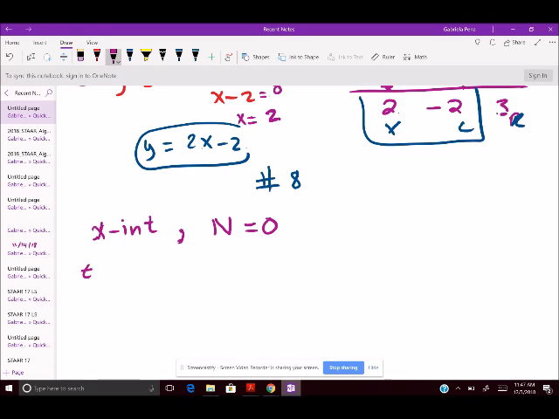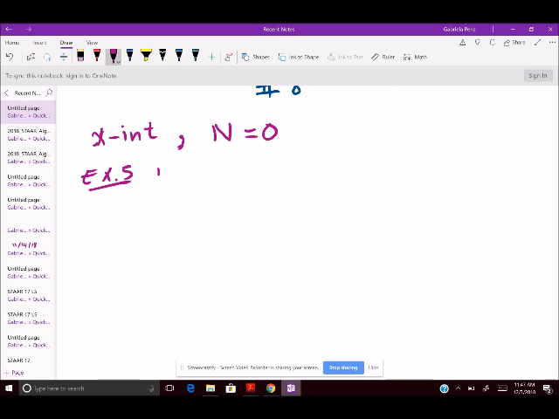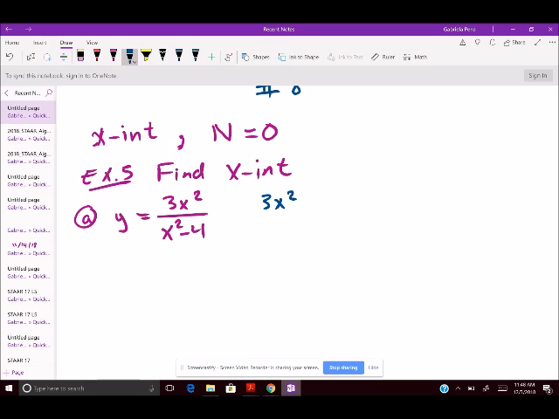So for example number 5, we're going to do 3 simple examples. We're going to find x-intercepts. We're going to do 2 actually. So we're going to let y equals 3x squared over x squared minus 4. In order to find the x-intercepts, what do I have to take and set equal to 0? 3x squared. The 3x squared, set it equal to 0. What do you do to solve for x?